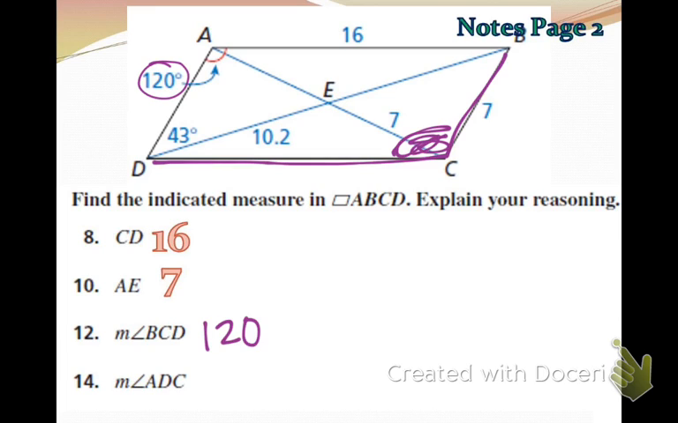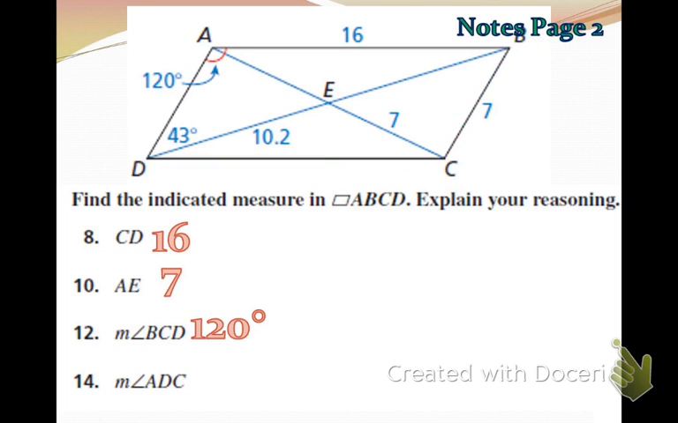So, how did I know that 120 was the entire measure of A? Because it's pointing to this arc. Yeah, good. The last one we need to find is ADC. ADC, so it's the whole angle. So is it 43 degrees? No, that's only a piece of it. So what can I use to find the measure of it?